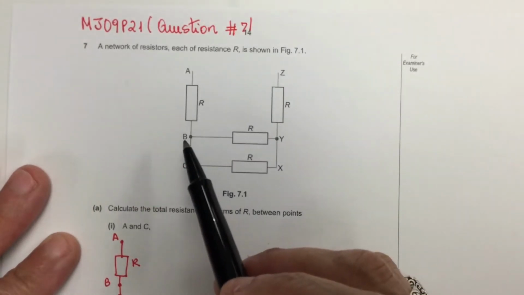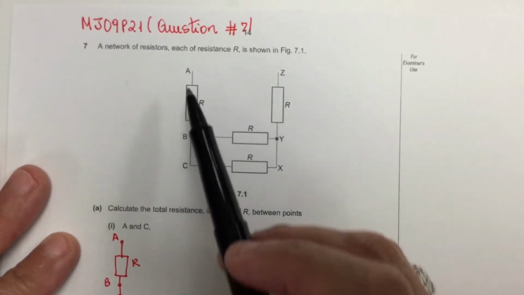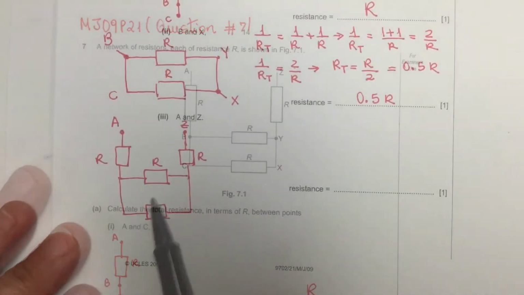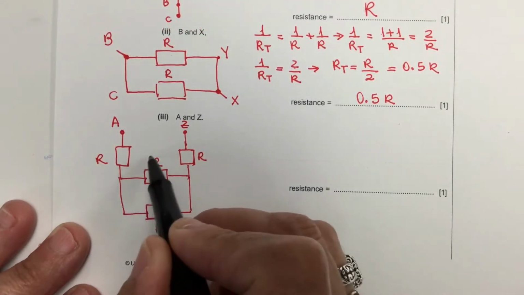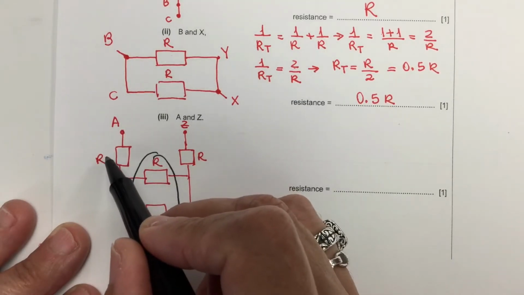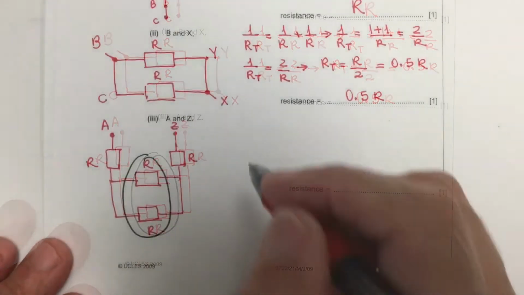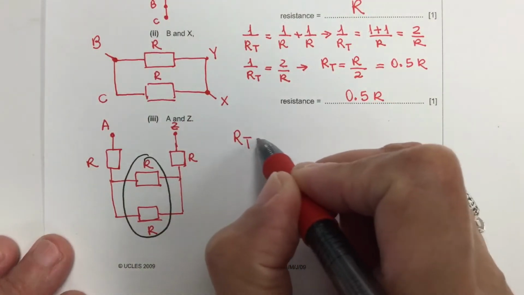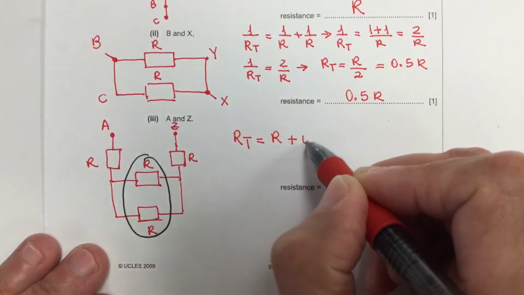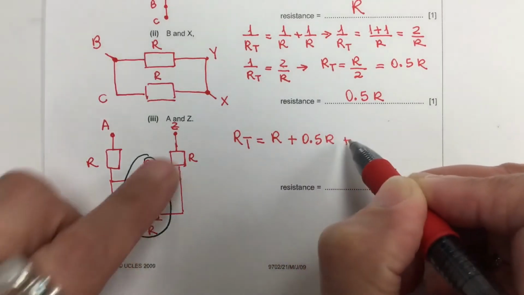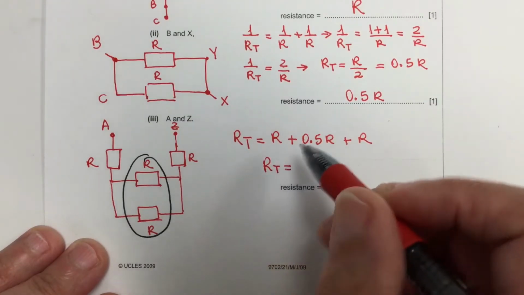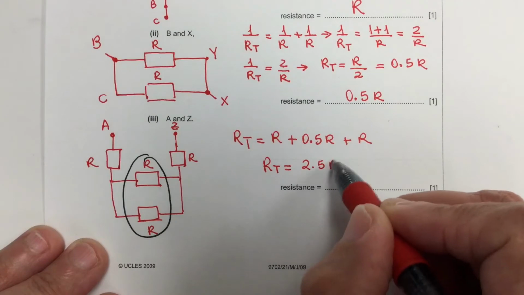The last one, we need to find the total resistance from A to Z. So all is included. We have those two resistors in parallel, and the result is in series with this and this. So the total resistance is R plus those two in parallel, which is exactly 0.5 R, plus this R. When we add them, we have 2.5 R.